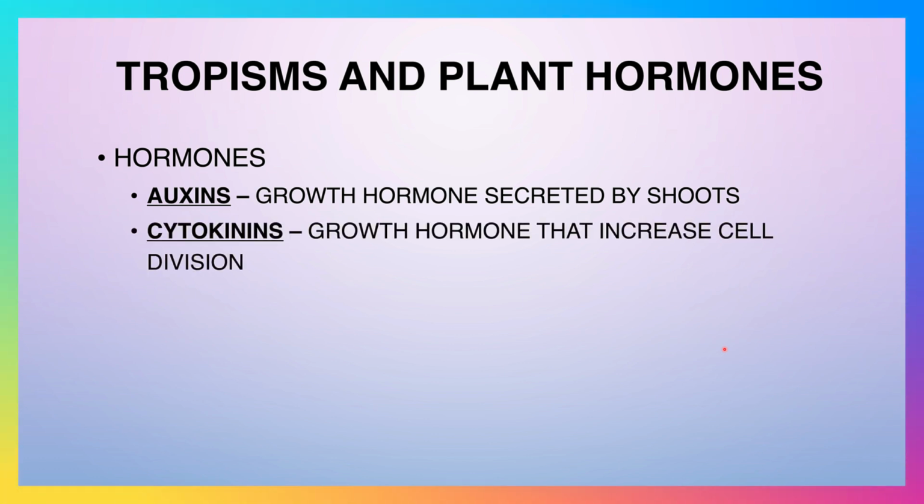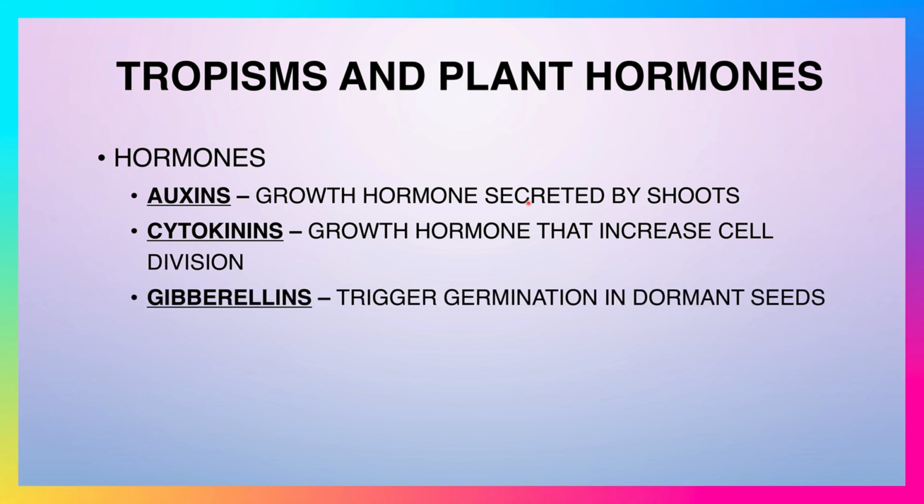A second one is called a cytokine. A cytokine is also a growth hormone. The difference between auxins and cytokines is that cytokines generally stimulate cell division, whereas auxins stimulate both cell division and cell elongation and size growth.